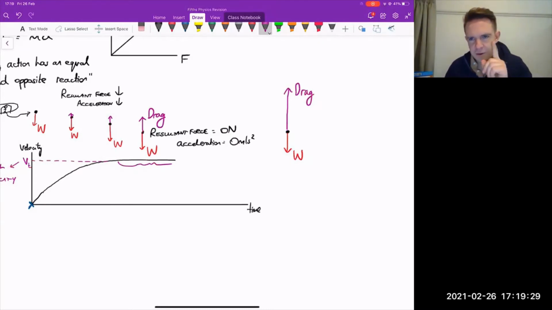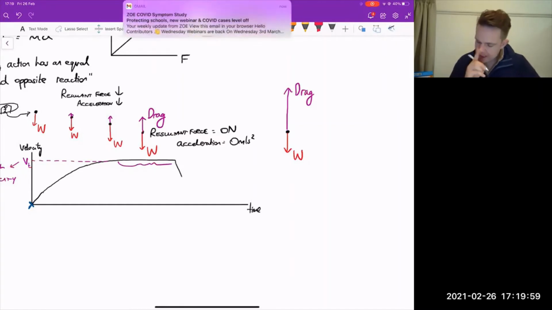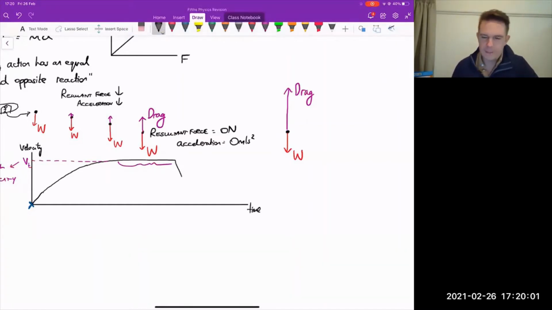The resultant force, therefore, is upwards. That does not mean the parachutist moves upwards. Remember, they're moving downwards at terminal velocity, like 45 meters per second or something like that. When the parachute opens, they don't just suddenly move upwards, they slow down. So what will happen is you'll get a slowdown like this. So look at the graph I've just added. They'll slow down suddenly.